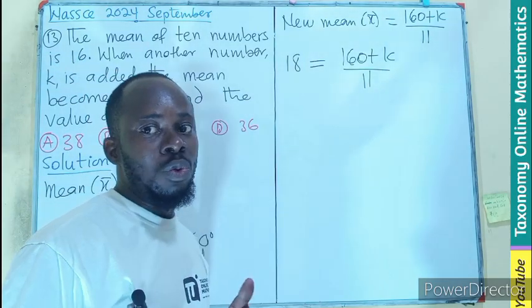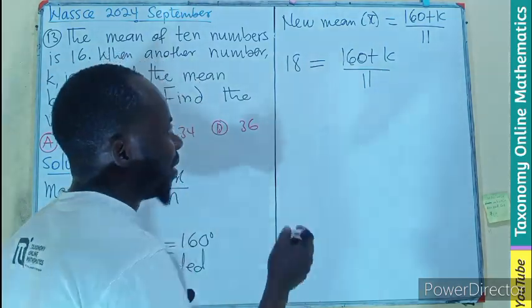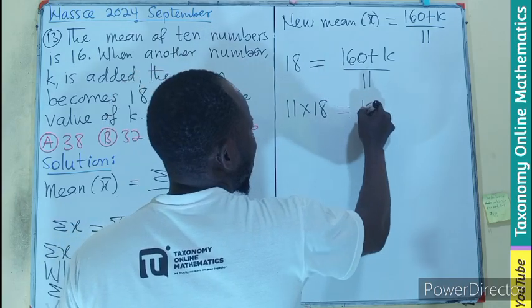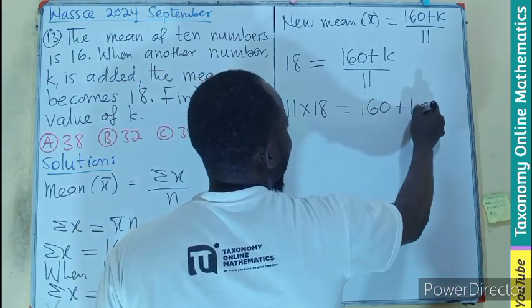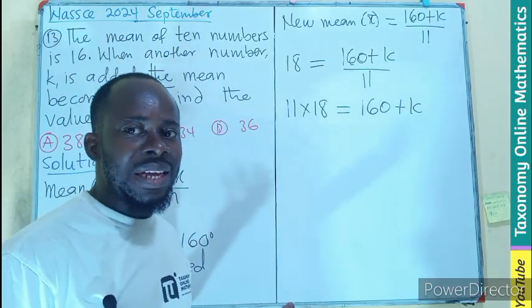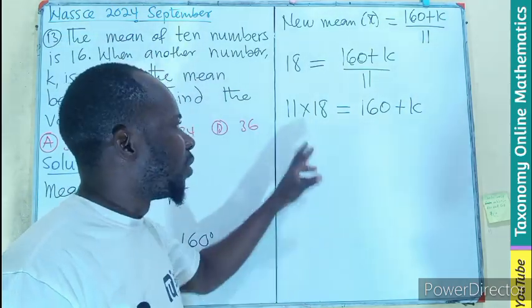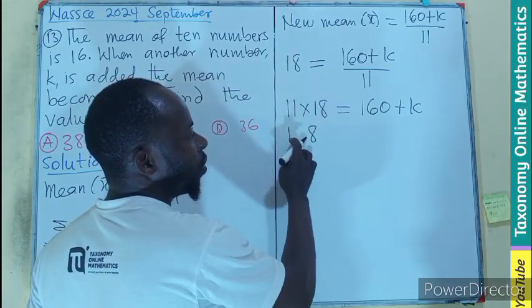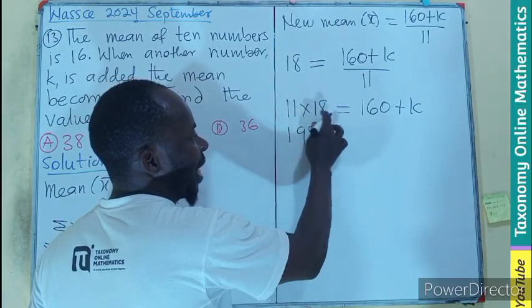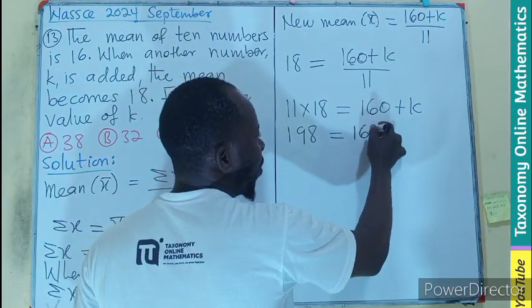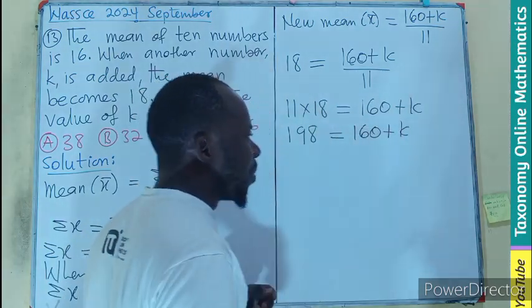This is having a fraction, so we multiply through by the 11. So 11 times 18 equals 160 plus k. Remember how we've learned how to multiply numbers by 11. So we open the numbers up: 1 and 8, 1 plus 8 is 9. That gives us 11 times 18, which equals 198. Then that will be equal to 160 plus k.